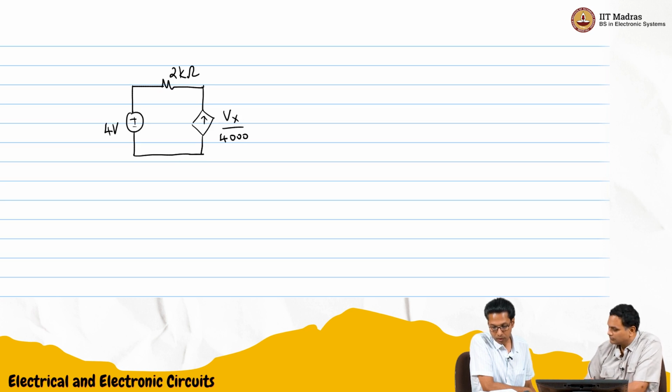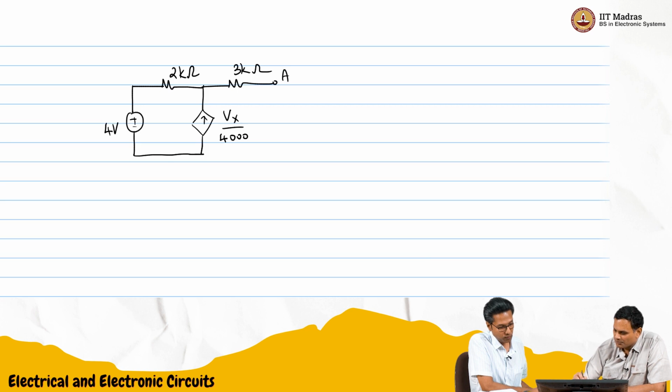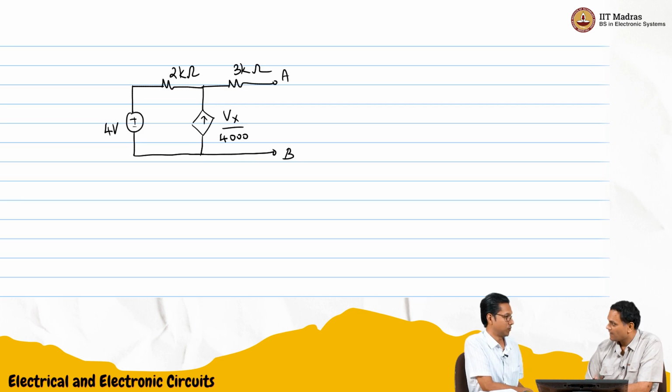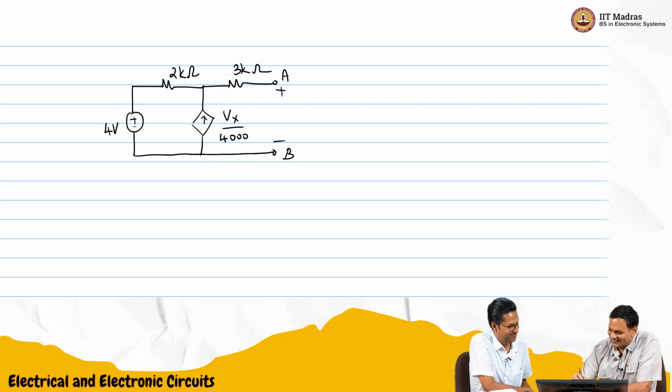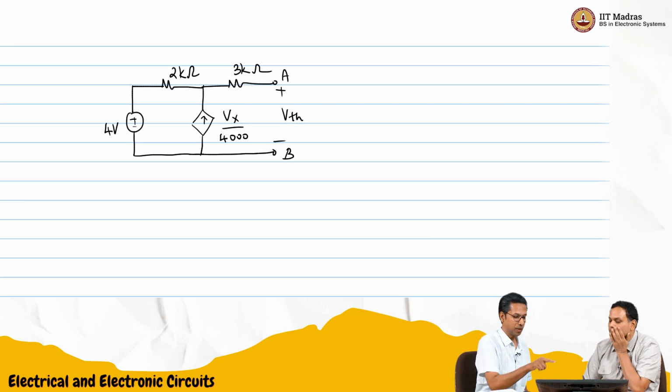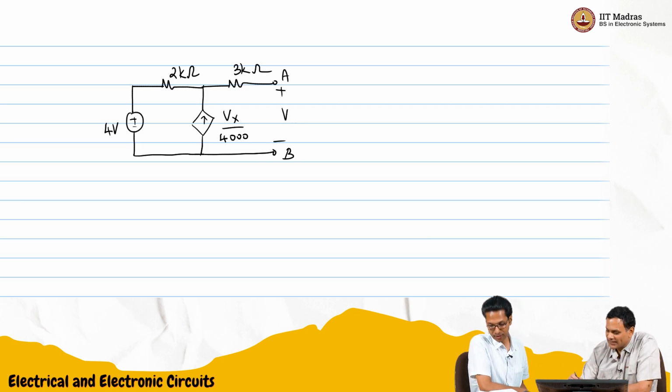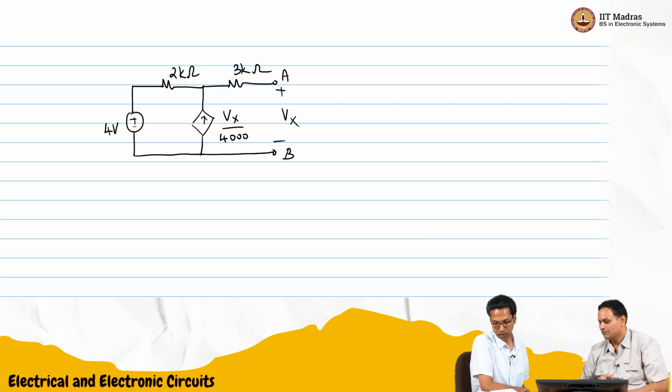And then on the top, a 3 kilo ohm resistor going to A. So this is B. Vx is actually Vth itself. Okay. So we can maybe mark it as Vx. Yeah, we should mark it as Vx.